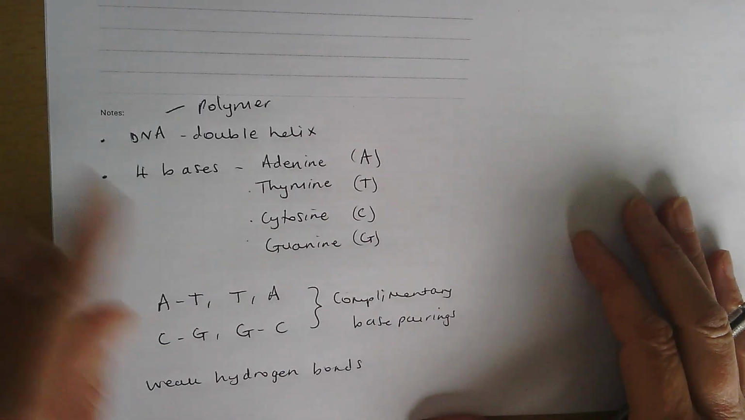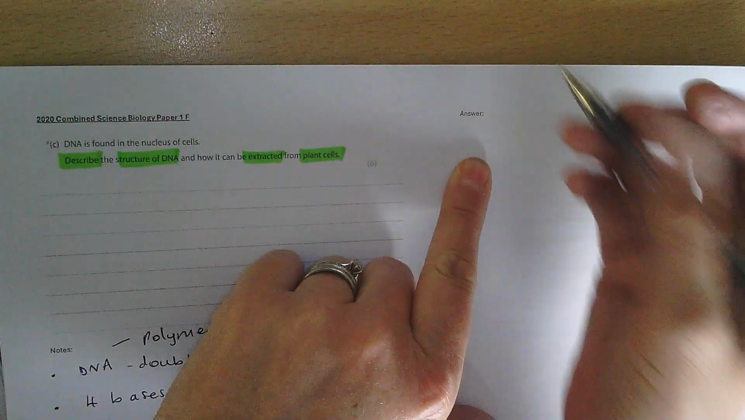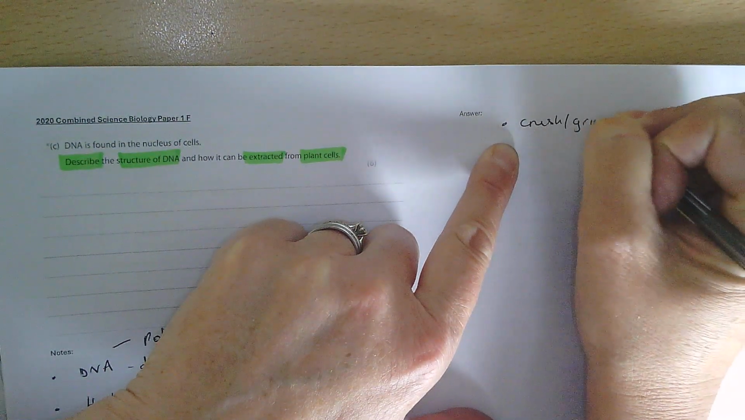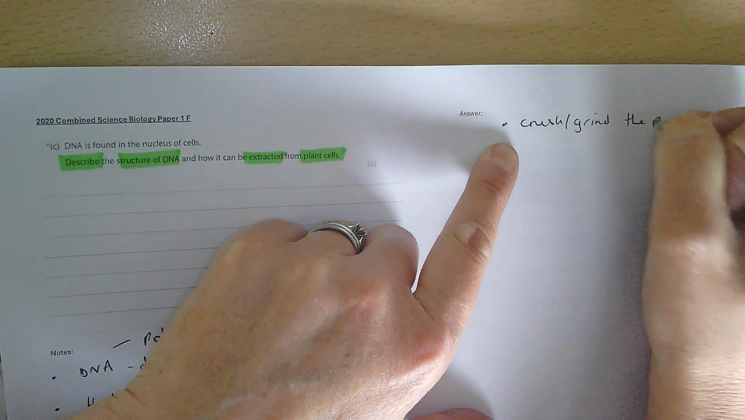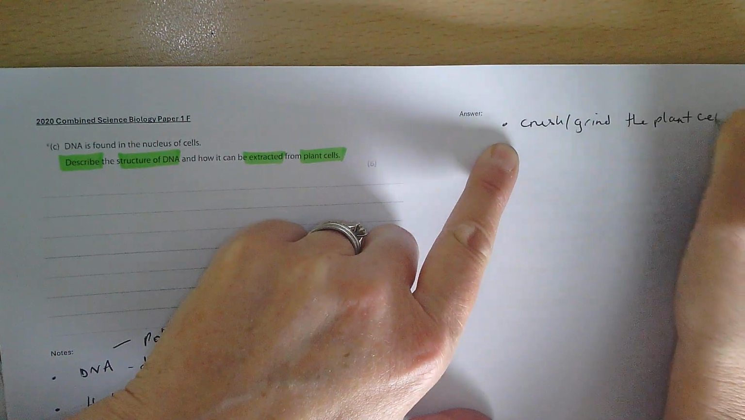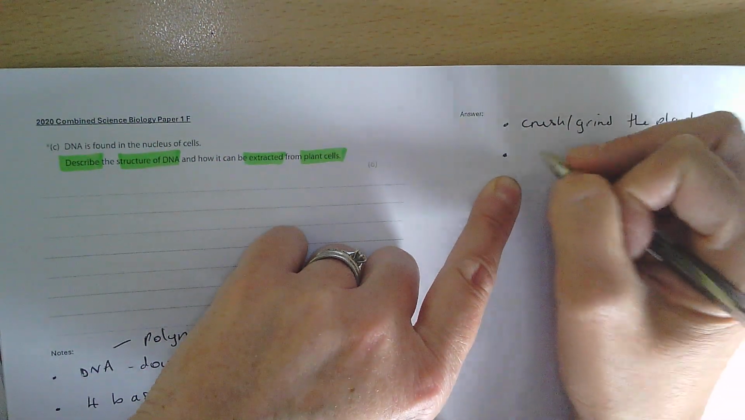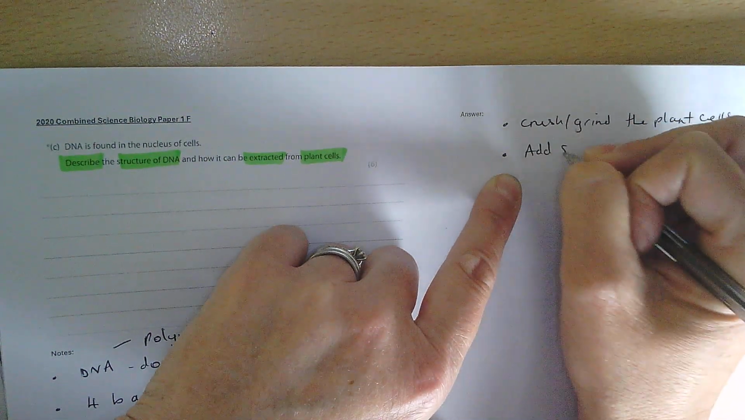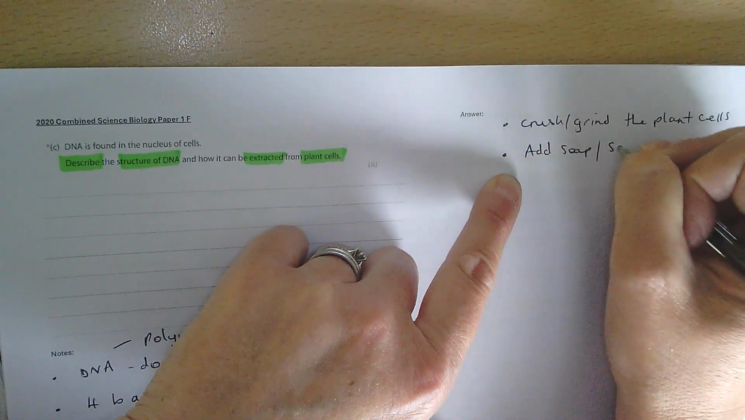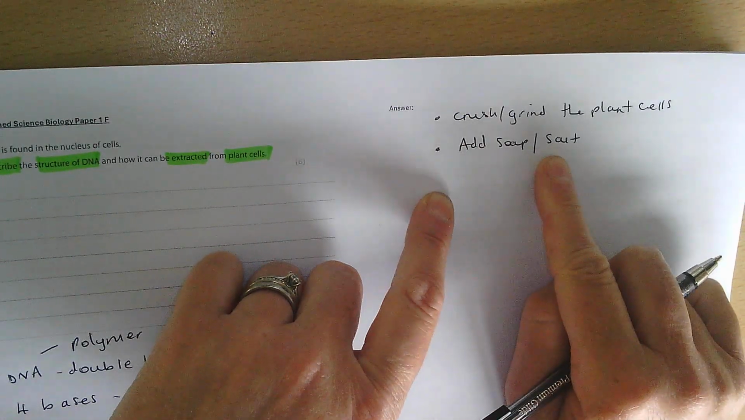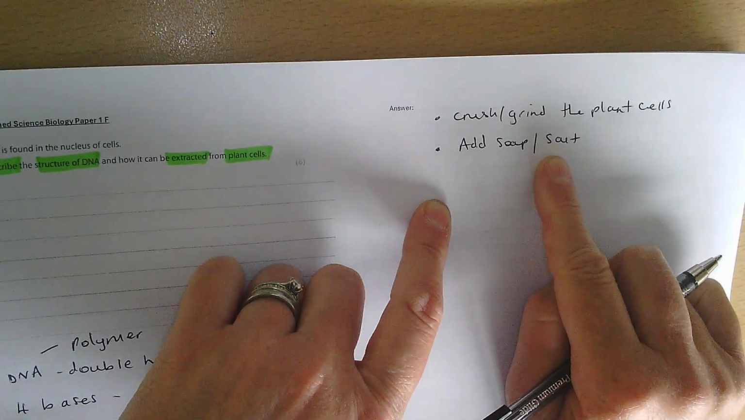So in terms of what we would want to write down for the extraction, I'm running out of room here, so I'm going to have to put it on the side. For the extraction, we would crush or grind the plant cells to break down any cell walls, and then you'd want to talk about adding soap or detergent and salt. The soap will help break down the cell membranes and the salt will make it stick together.